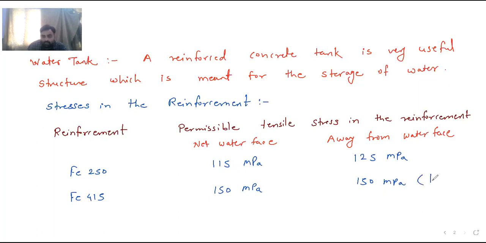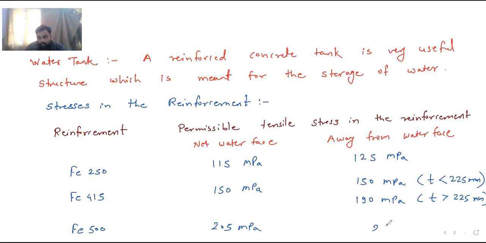Same thing, when the thickness of wall of water tank, the thickness of member, is less than 225 mm. When the thickness is less than 225 mm, and it is 190 Newton per mm square when the thickness is greater than 225 mm. That in the case of 415, we have to pay attention to. Then Fe500. In the case of Fe500, it is at near water face 205 Newton per mm square, and away from water face 245.